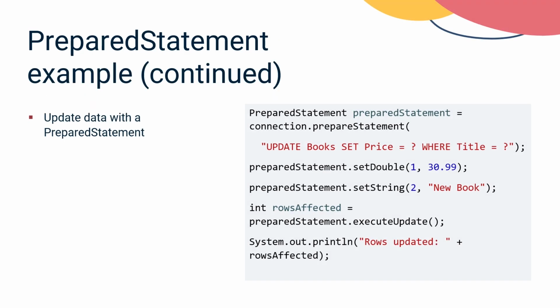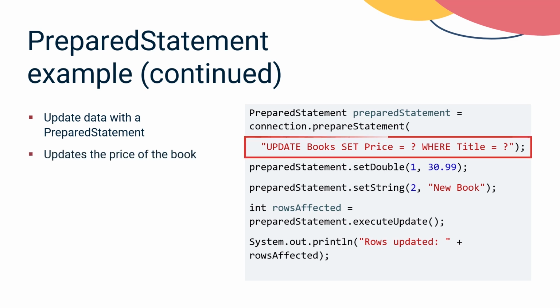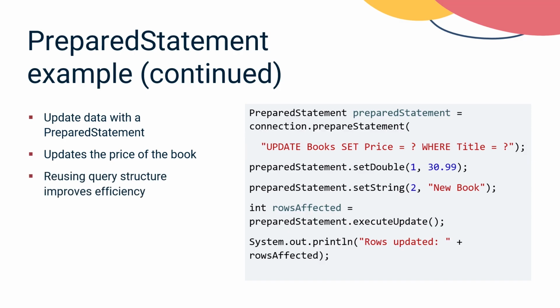This is an example of using a prepared statement object to update existing data. This code updates the book's price to $30.99. Update modifies rows based on the condition in the where clause. Reusing the same query structure for different parameter values improves efficiency.